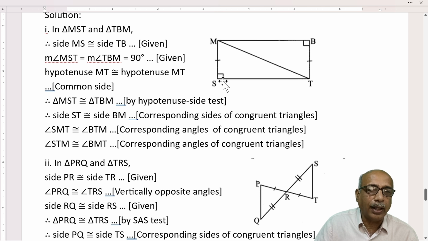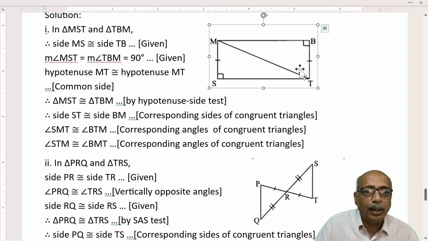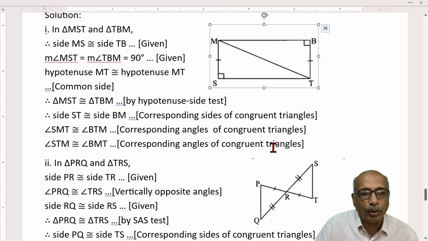Now three angles. Angle S congruent to angle B equals 90 degrees, given. So here angle SMT congruent to angle BTM, this angle and this angle, they are congruent. Very clear? And similarly, angle STM, this angle, and angle BMT, this angle, they are congruent. So, they are known as corresponding angles of congruent triangles.